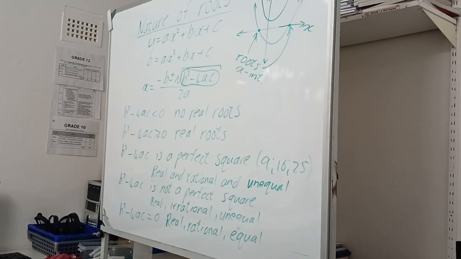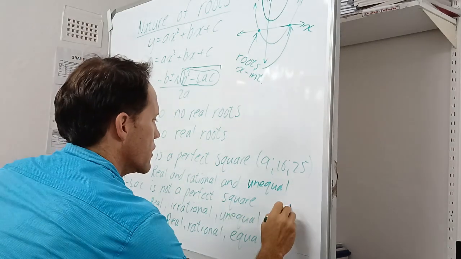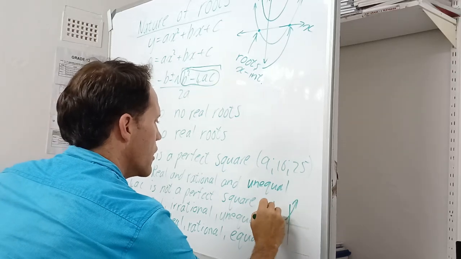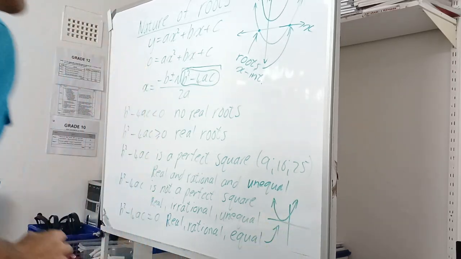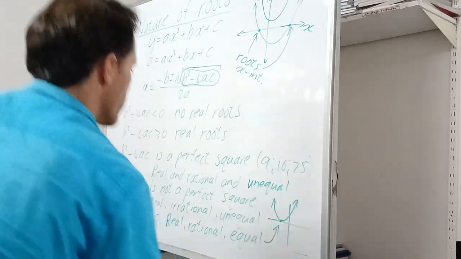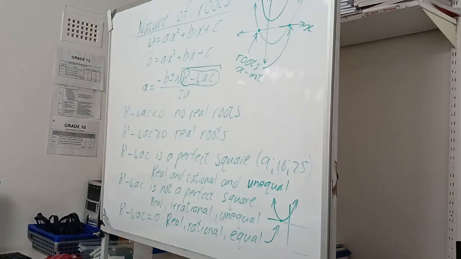And it will look something like this. Okay, there's an example. It just touches the graph. Then it only has one root. So b squared minus 4ac is then equal to 0.